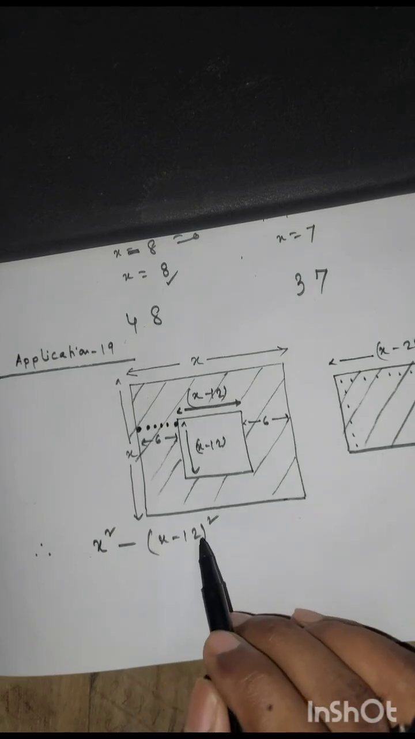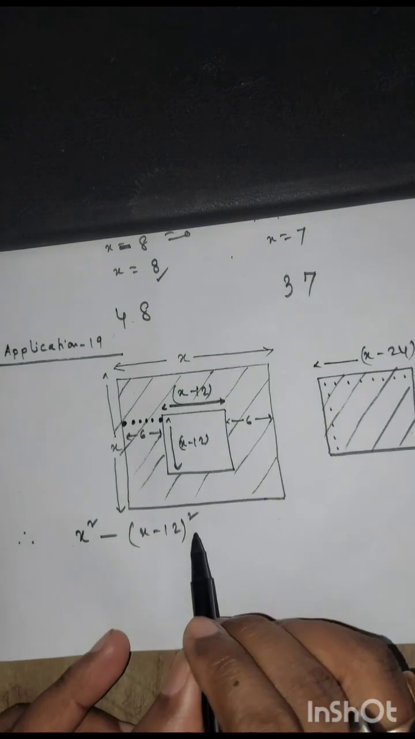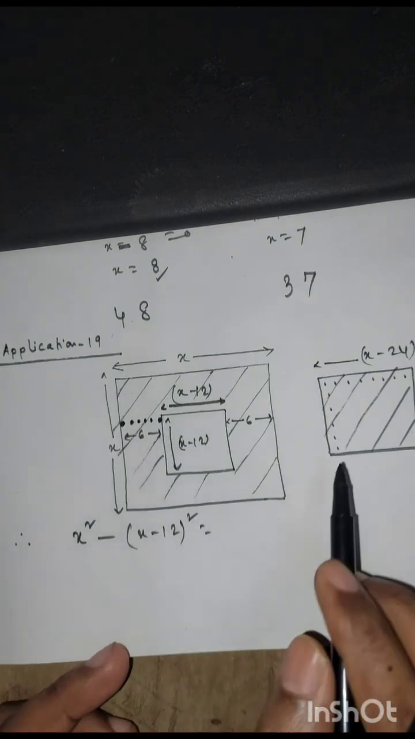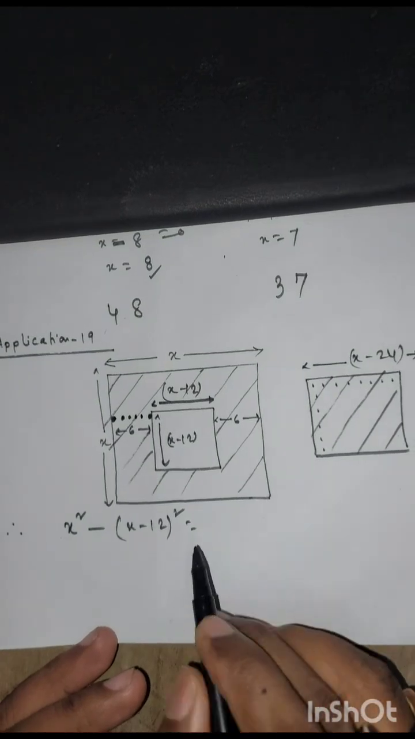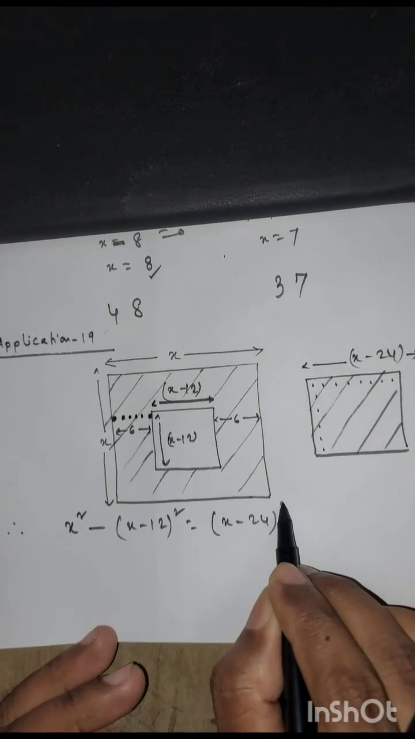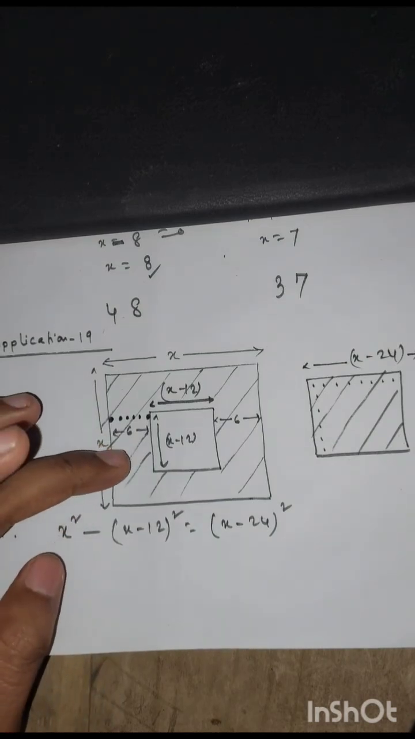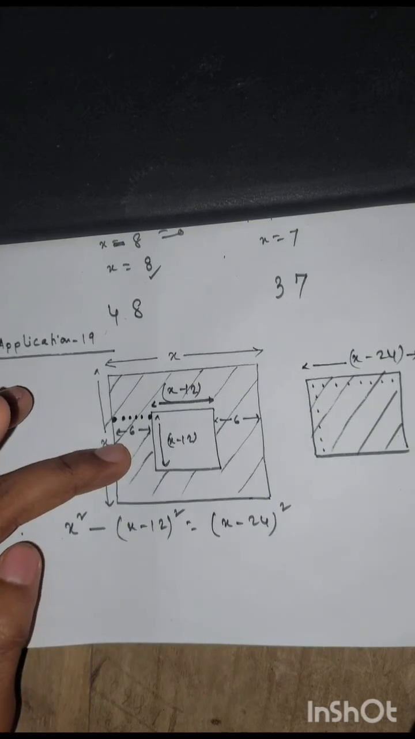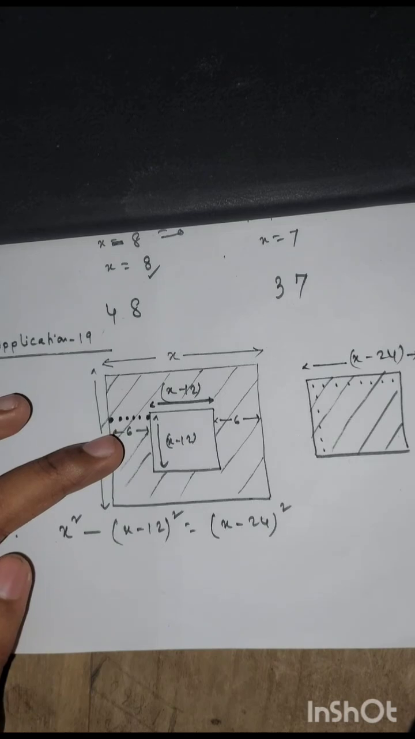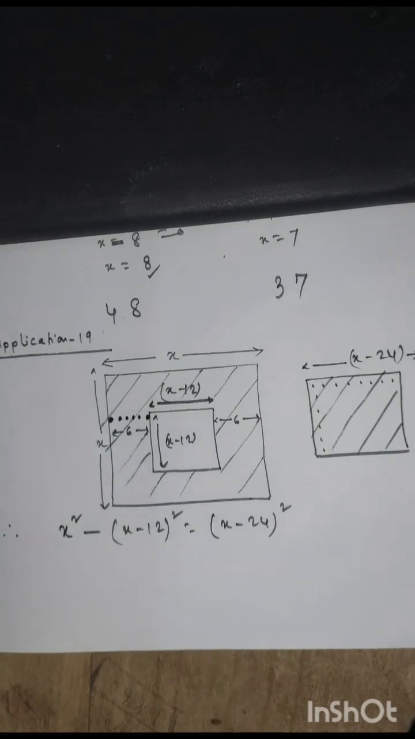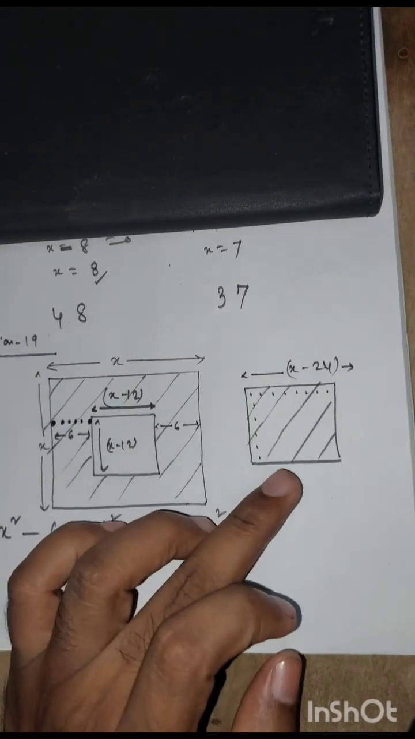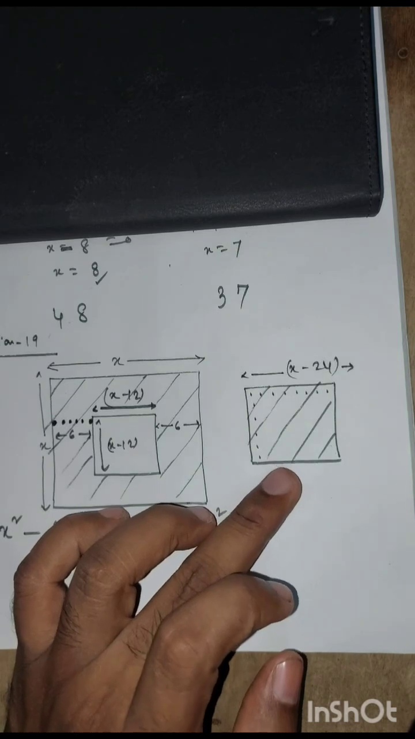So the area of the shaded portion should be this, which is equal to the area of this solid square, that is (x minus 24) square. This is our given question. The area of the shaded portion in the first figure should be equal to the area of the shaded portion of the second figure.